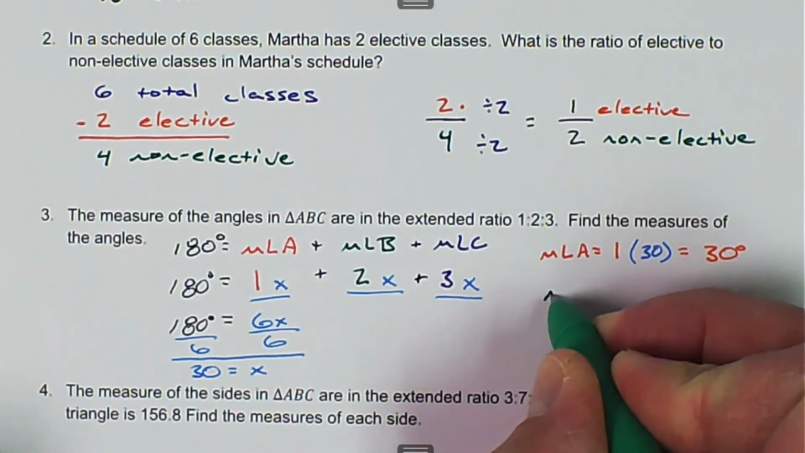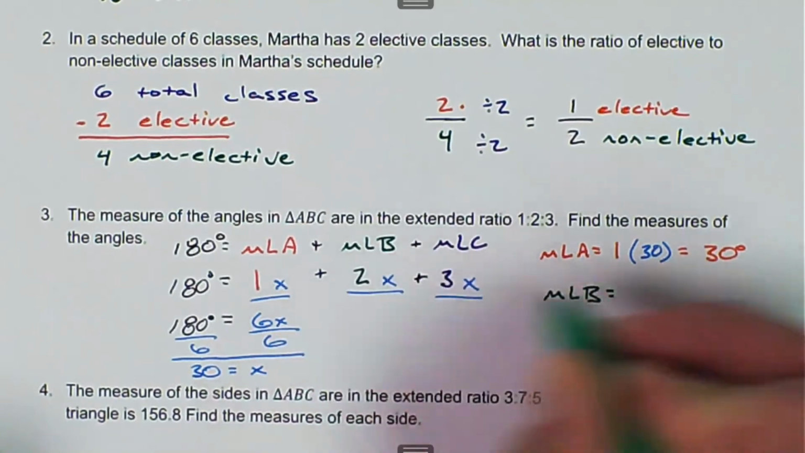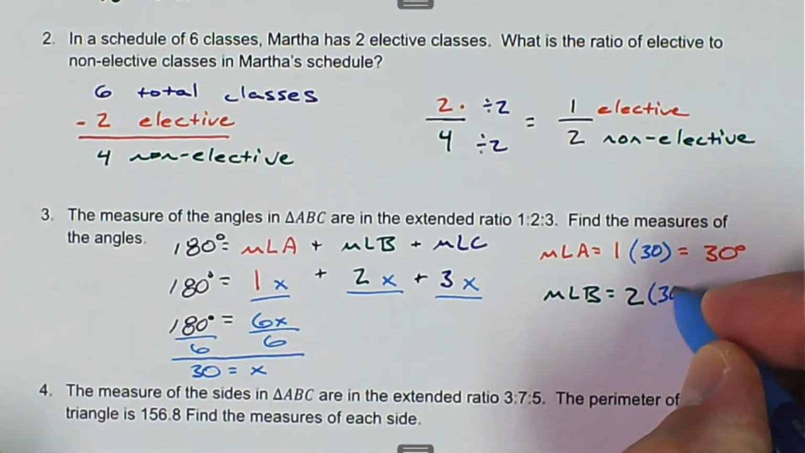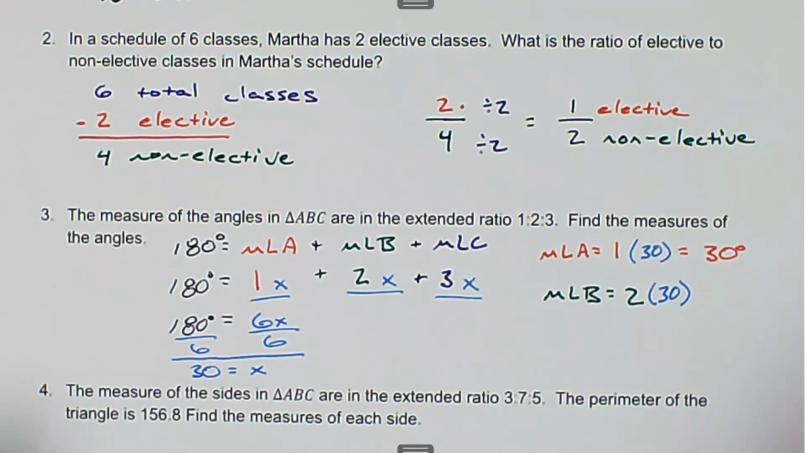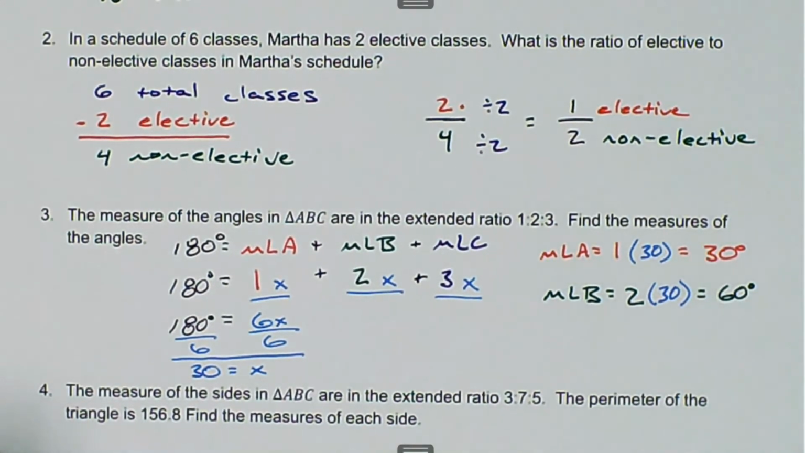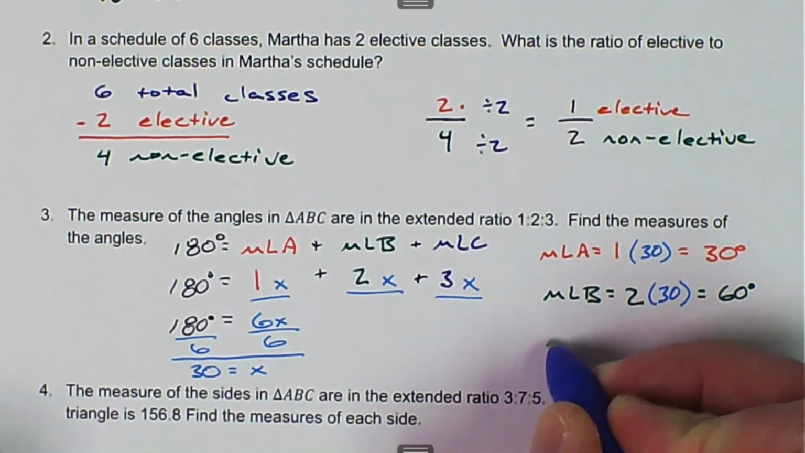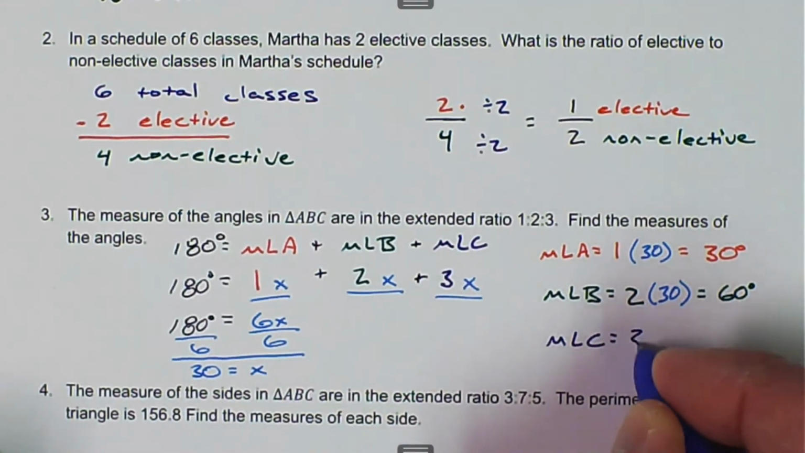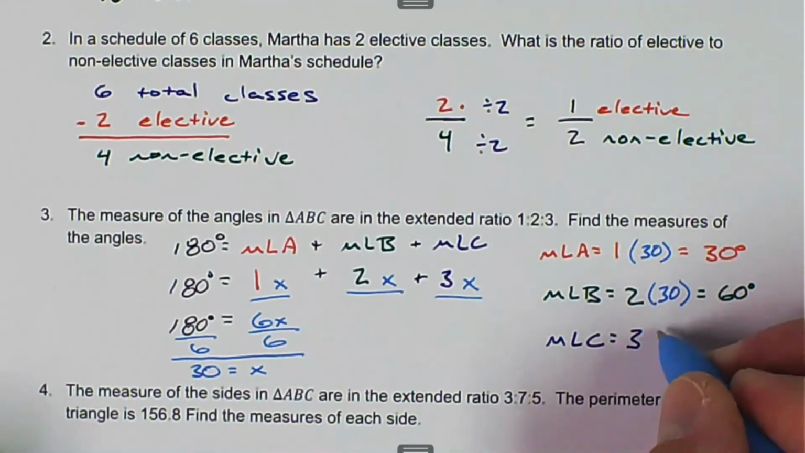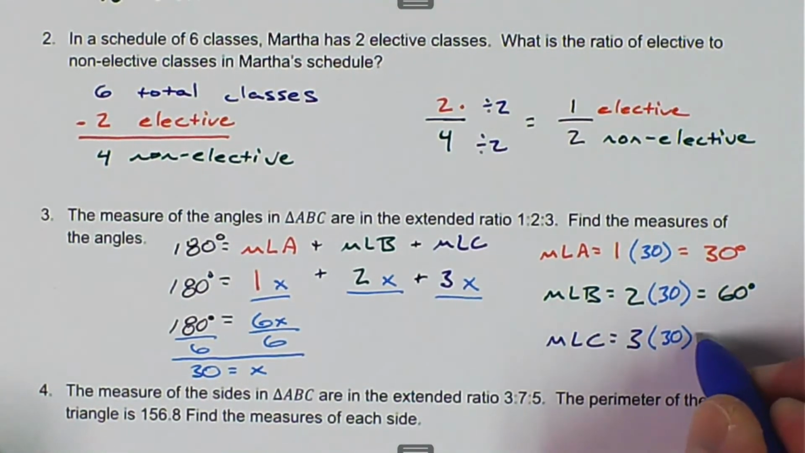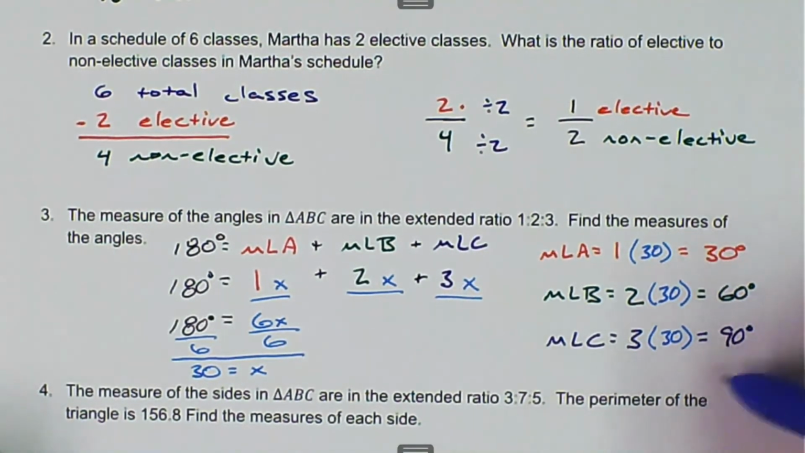The measure of angle B is equal to 2 times x. And 2 times x is 60. And the last one, measure of angle C. Measure of angle C is equal to 3 times x, or 3 times 30. 3 times 30 is 90. And if we add those all together, we do get 180 degrees.